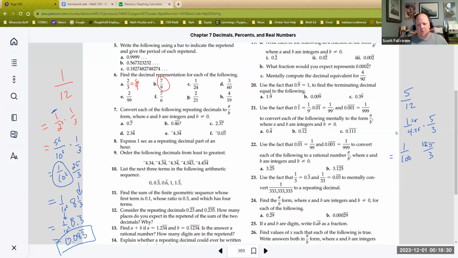Well, 3 goes into 12, which is 12 groups of 10, 4 times, so 41. So this is 41, and then what remains is 2/3, and 2/3 would be the 0.6 repeating. So I really have 1/100 times that, which is just 0.416 repeating. Okay.